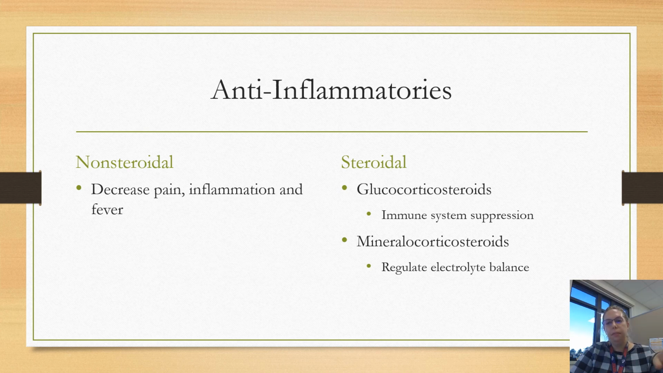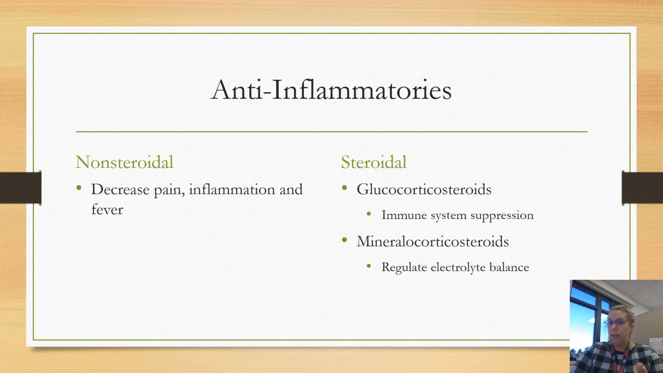Okay, then if you move over to the other side, the steroidal options, these are a lot more of a heavy hitter. Like something seriously going on, we need extensive therapy here. So the glucocorticoids are the ones that I'm most familiar with and I use the most often. The important thing to keep in mind with them is the amount of immune system suppression that occurs.